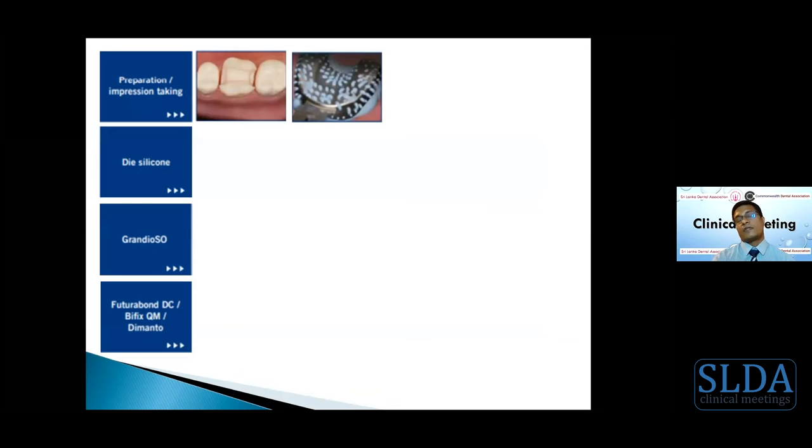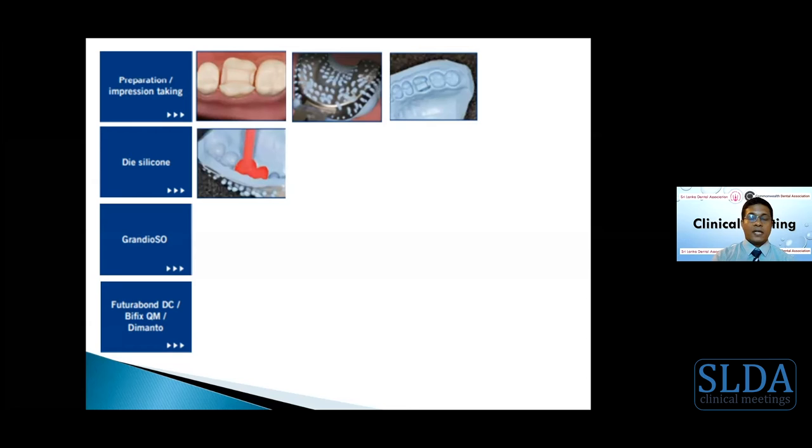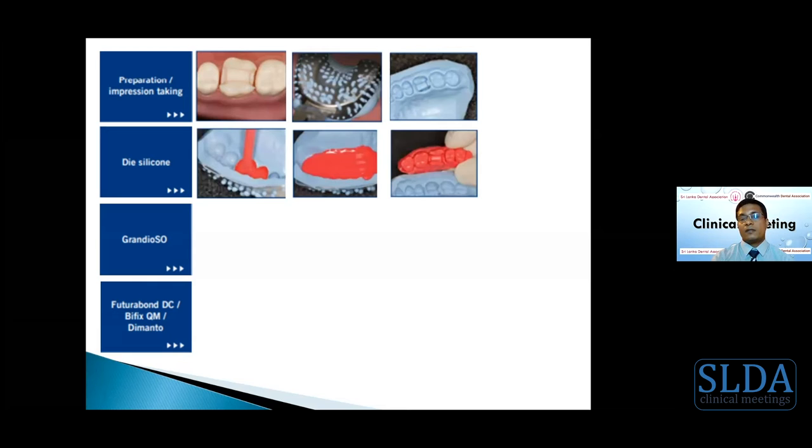First, you need to take an alginate impression following the preparation. And this is how it is, your tooth preparation is recorded in the alginate impression. Now, with the system, they provide you a disilicone. Again, it's a polyvinyl siloxane. So you pour it into the tooth preparation and leave it until it's set. And then take it out, and you can see the disilicone has given you an exact replica of your tooth preparation.